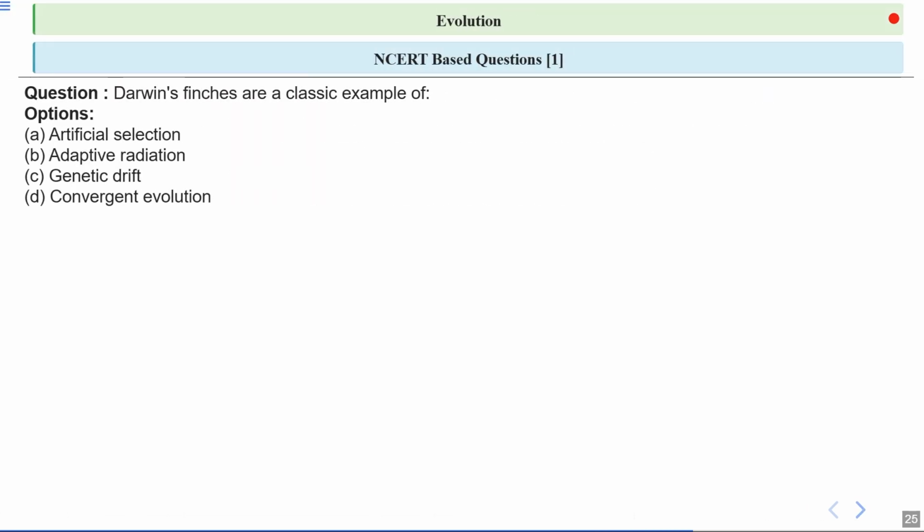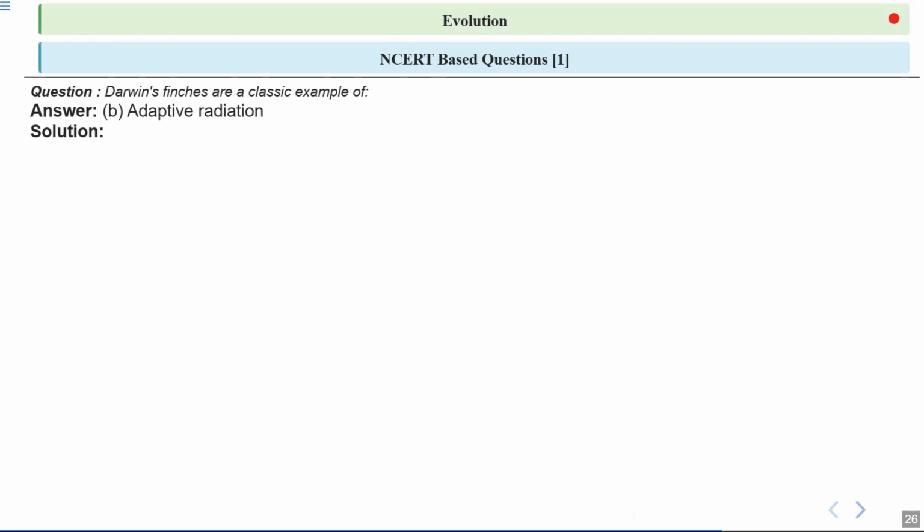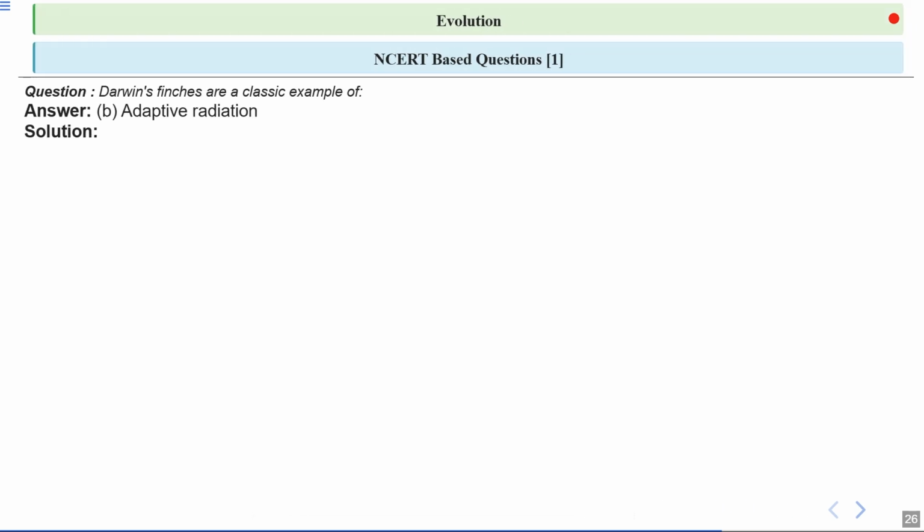Let's discuss some NCERT-based questions. Darwin finches are a classical example of what? The options are: artificial selection, adaptive radiation, genetic drift, and convergent evolution. What is the correct answer? So let's discuss the answer. Option B, adaptive radiation, is the correct answer.